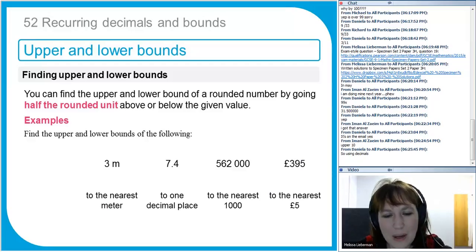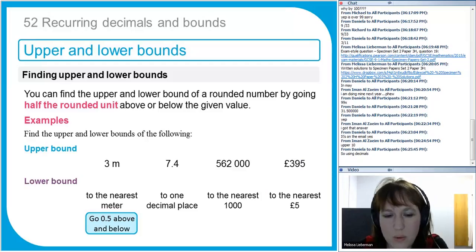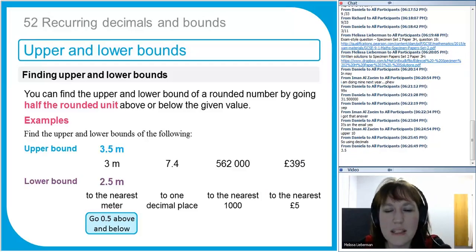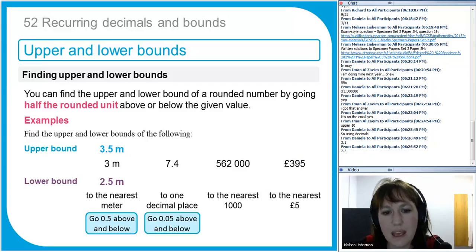So we say, okay, 3 meters rounded to the nearest meter, half a meter above and half a meter below. So the highest it can be is 3.5, and the lowest it can be is 2.5. 7.4 has been rounded to 1 decimal place, so if we've got 0.1, half of that is 0.05. So we go 0.05 above and 0.05 below. So the upper bound is 7.45, the lower bound 7.35.